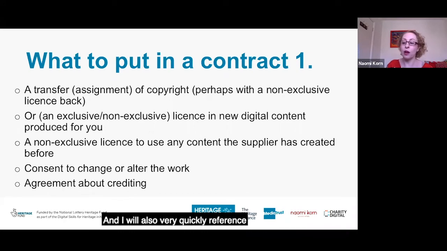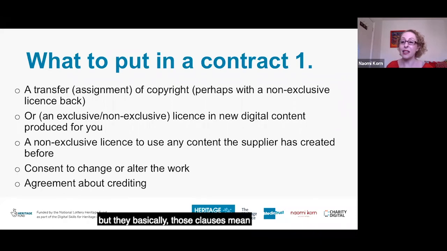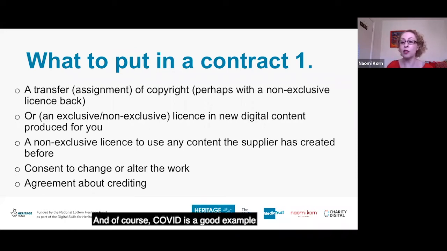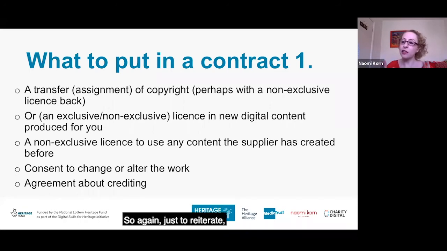And I will also very quickly reference the force majeure clauses that many of you would have seen in your contracts, perhaps never really quite understood what those meant. Basically, those clauses mean that with an act of God, there is some kind of impact on the agreement between you and your supplier. And of course, COVID is a good example where many of us have been re-examining our force majeure clauses to find out exactly what each other's responsibilities are. So again, just to reiterate, having an agreement in writing is fundamental.